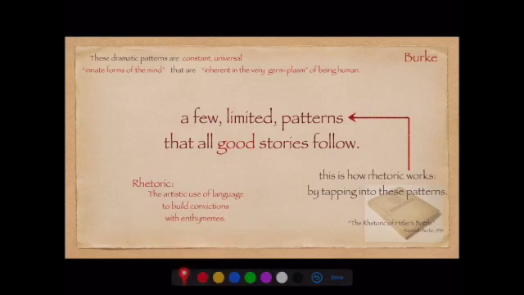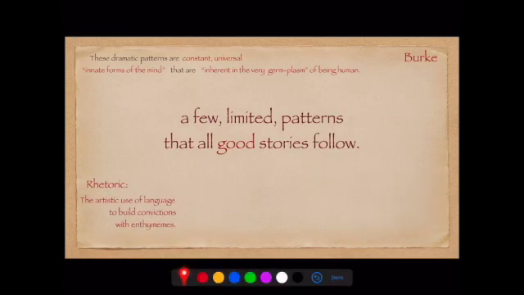Well, rhetoric we have defined as the artistic use of language to build convictions with enthymemes. That is to say, we build our convictions, our beliefs, our trust, our faith. We put our faith in things. We get persuaded by things because language is used well to build those convictions. And enthymemes, remember, are just any reasons that are given to embrace convictions. Burke is watching the artistic use of language over here, and he's very concerned about what it's doing.